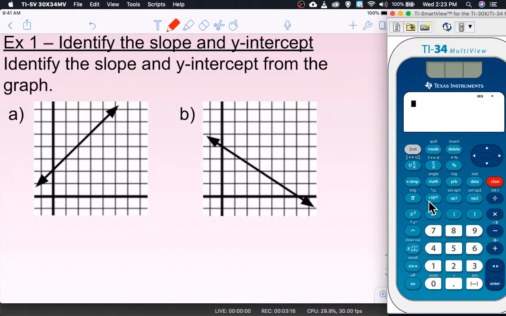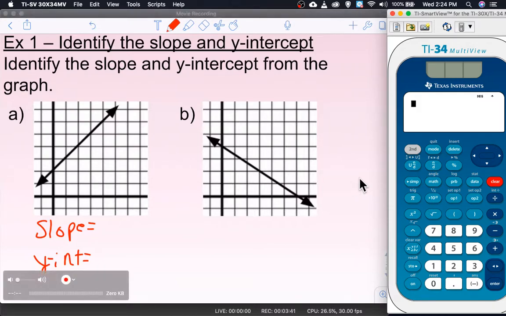So the first few problems are just simply identify the slope and the y-intercept from the graph. We're not going to quite write the equation yet. Actually, I lied. We probably will. But for now, just what is the slope and what is the y-intercept? And you'll see a lot of times that's abbreviated as just the y-intercept. So it's expanding on what we did in the previous lesson.